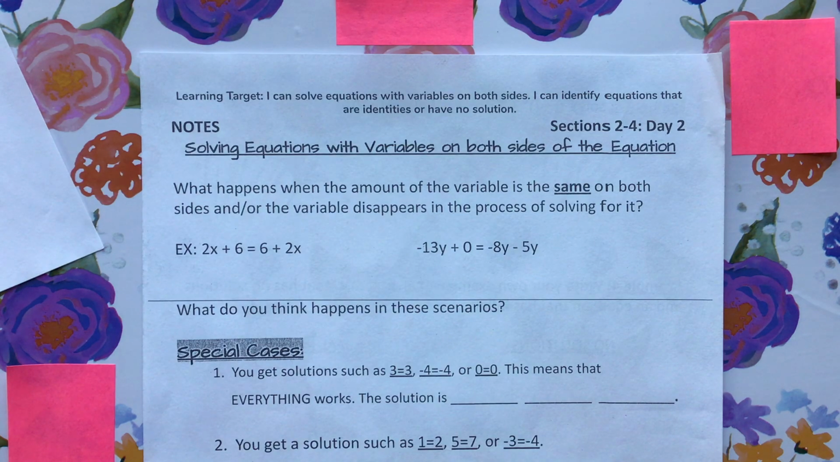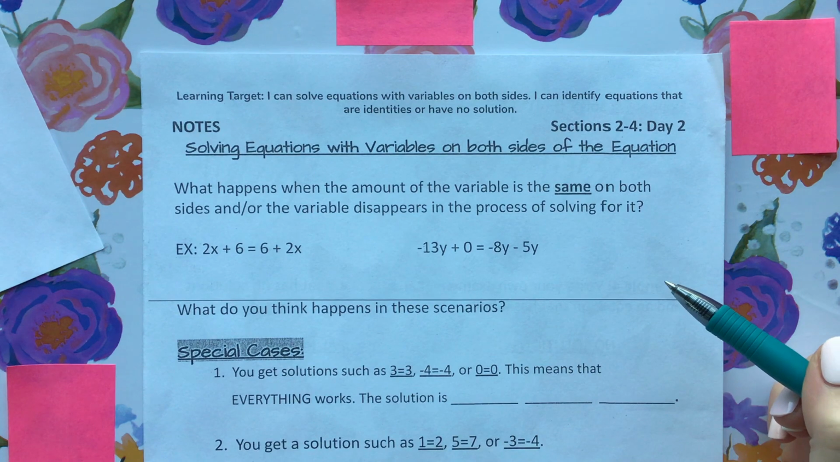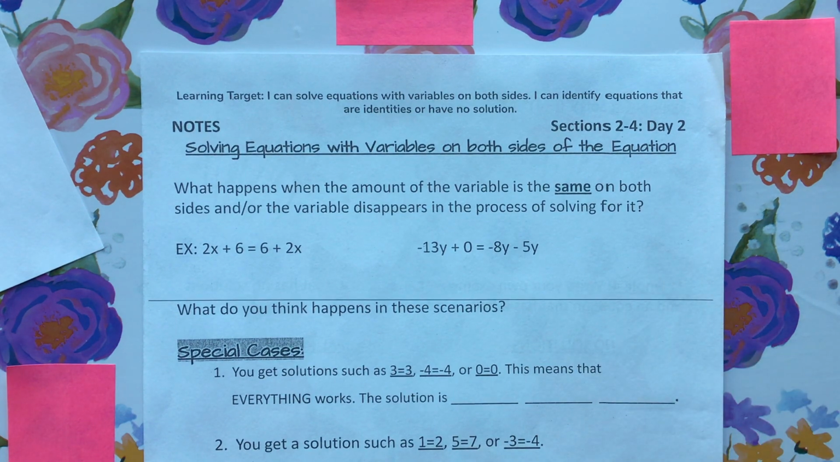Okay, algebra students, it's time for us to do our next lesson. We are still in section 2-4. This is just the second day that we're working on it. And we still are working with equations that have variables on both sides of the equal sign. But now we're going to talk about something called an identity and something that has no solutions.